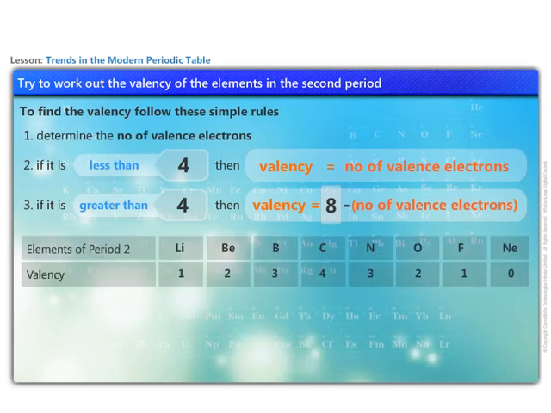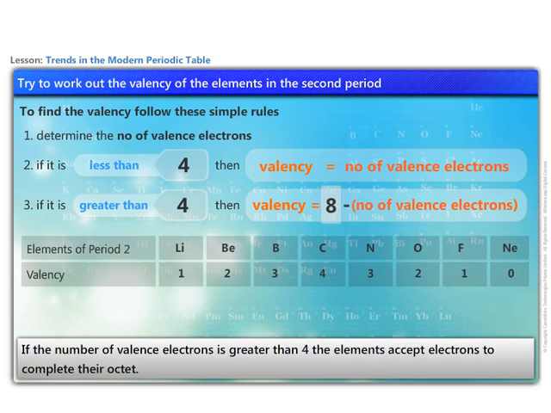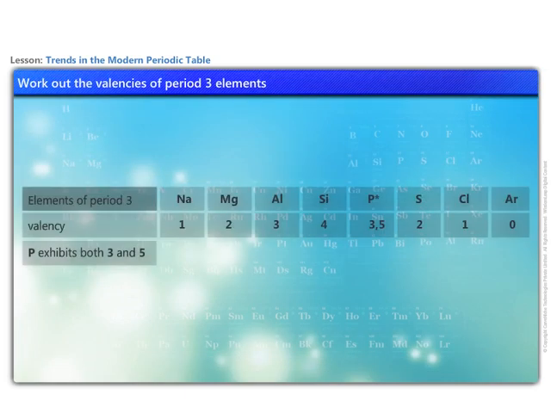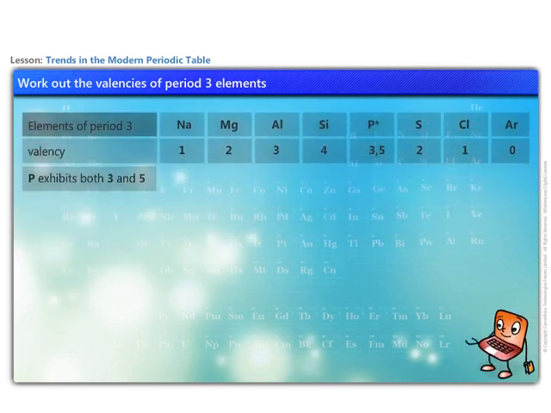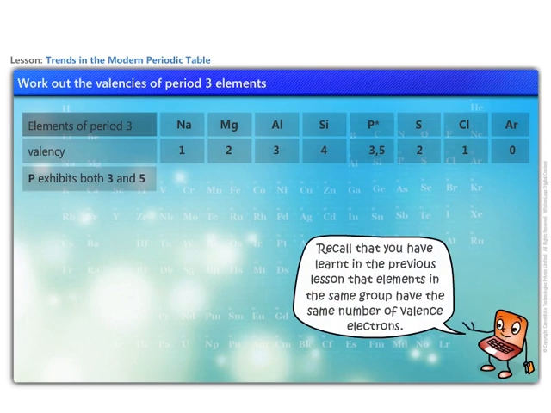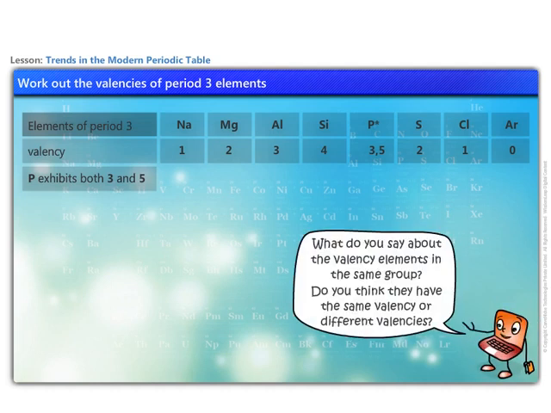You will see the following pattern. If the number of valence electrons is greater than 4, the elements accept electrons to complete their octet. Work out the valencies of period 3 elements. The pattern of the valencies remains the same for this period also. Recall that you have learnt in the previous lesson that elements in the same group have the same number of valence electrons. What do you say about the valency of elements in the same group? Do you think they have the same valency or different valencies?